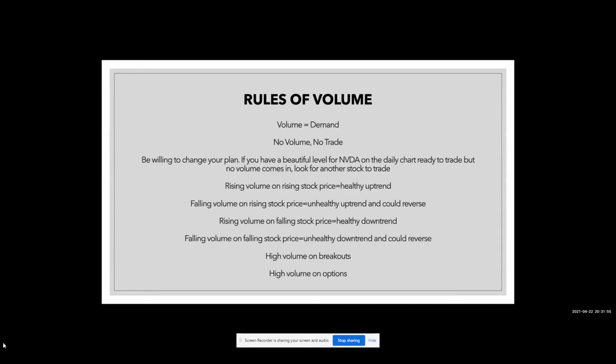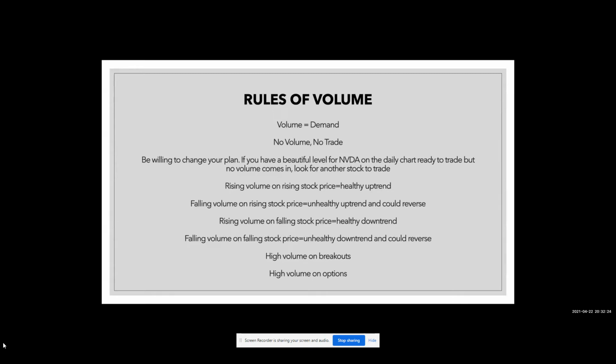You want to see aggressive buying, you want to see more buyers coming in, okay? Rising volume on falling stock price is a healthy downtrend. So think about it again, it represents demand. If the volume is going up, but the stock is going down, that's good, right? You want it to agree with the direction. So if you have high volume, you want to make sure that it agrees with the downtrend, and that represents that healthy downtrend.